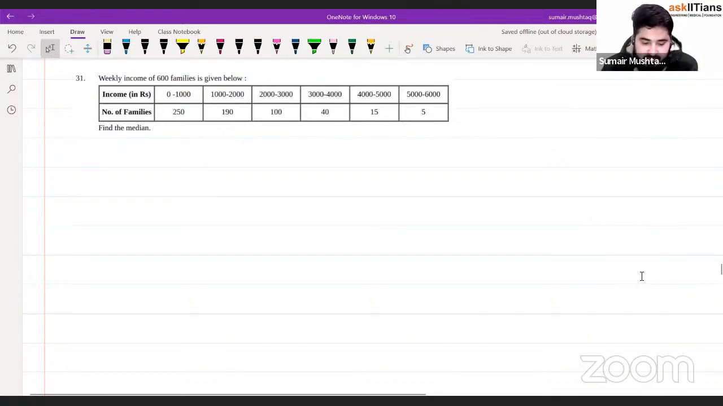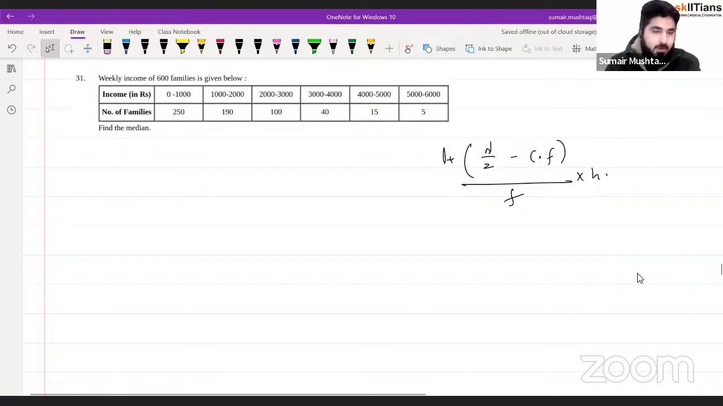What's the formula for the median? Come on, tell me. What's the formula for the median? L plus, yes, n by 2 minus CF, yes, whole divided by f into h, right? Okay. First of all, I will write the cumulative frequency of all of them. I will write here as well, here only. What is the cumulative frequency of all of them?